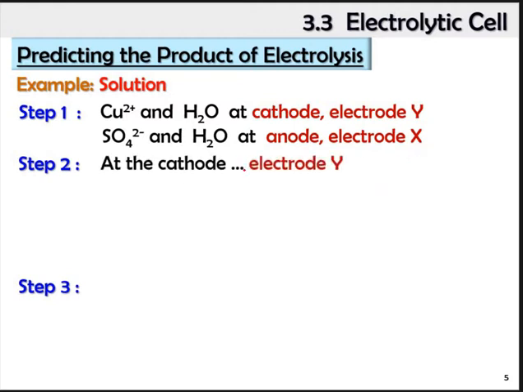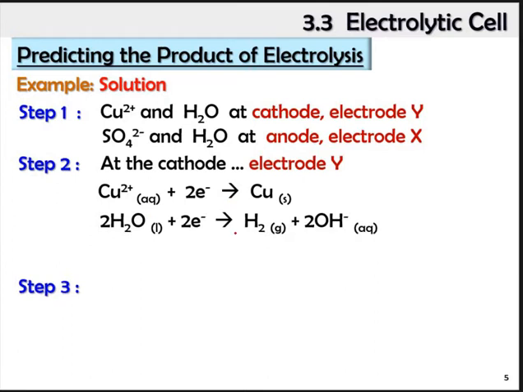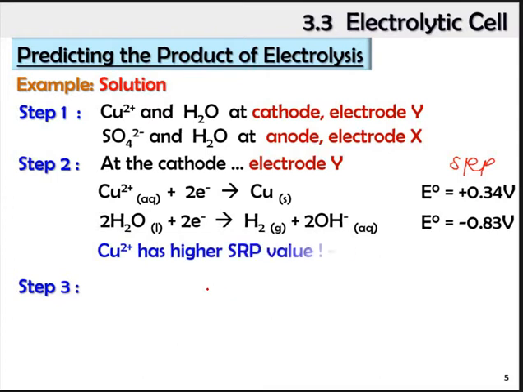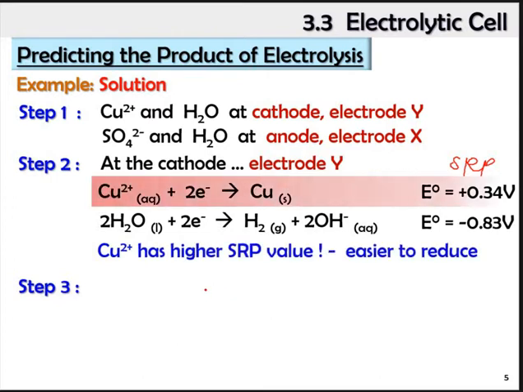At the cathode, electrode Y, okay, this is the both of the equation yang kita belum pilih lagi. Okay, so this is the SRP value. Okay, so kita akan pilih siapa pada cathode yang membuat proses reduction. Kita akan pilih yang more positive value ataupun the higher SRP value. Okay, so it is easier to reduce. Okay, so kita akan pilih yang ni. Okay, so maksudnya Cu2+ akan kita pilih untuk discharge, H2O tak.